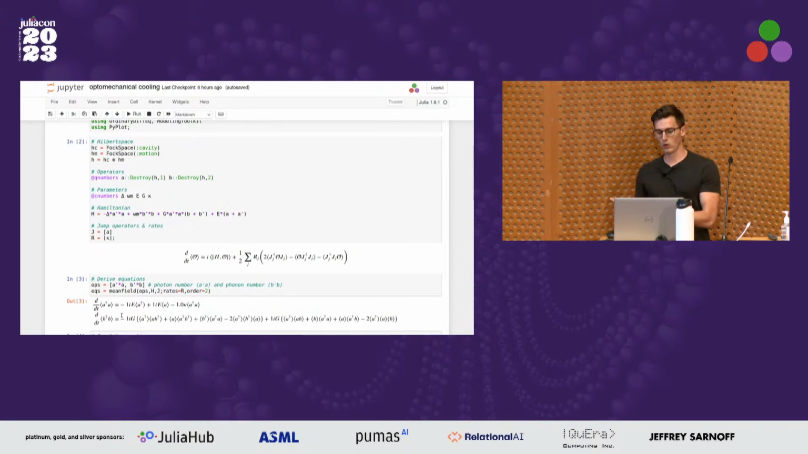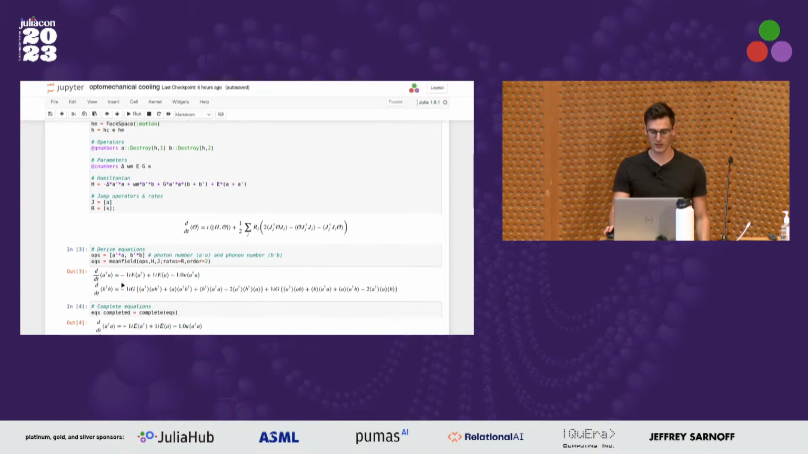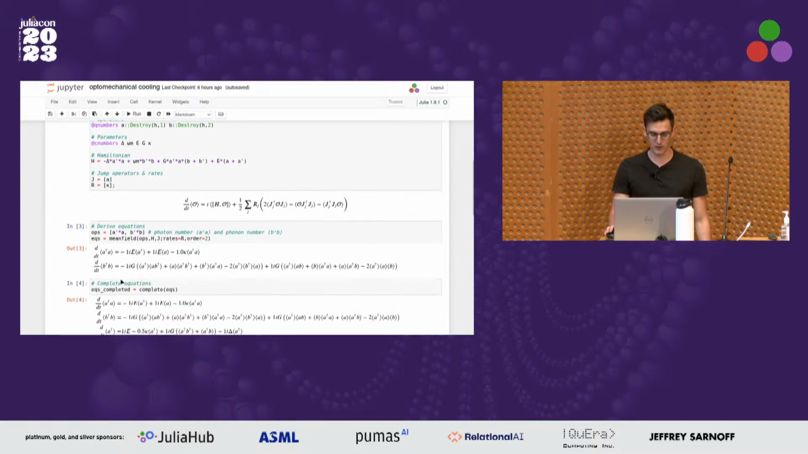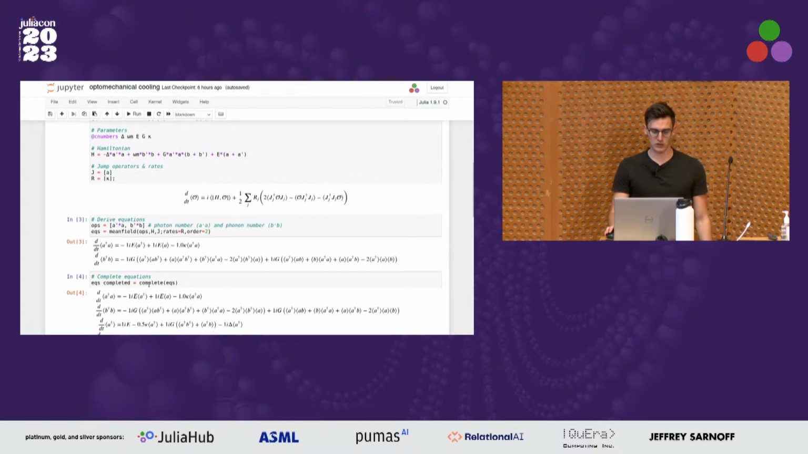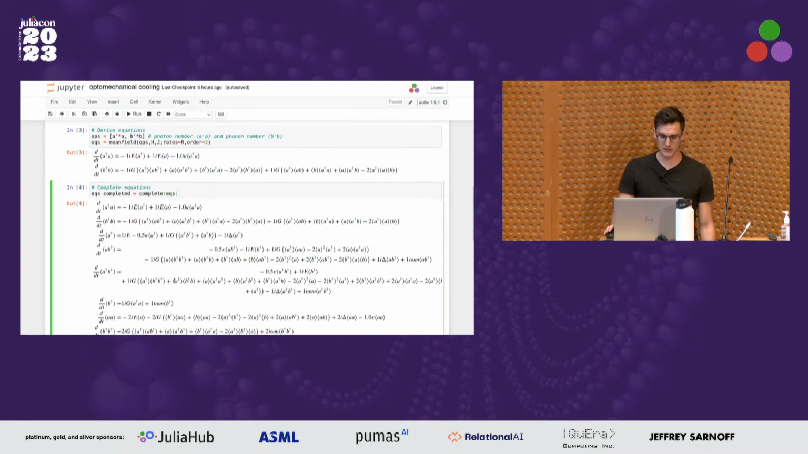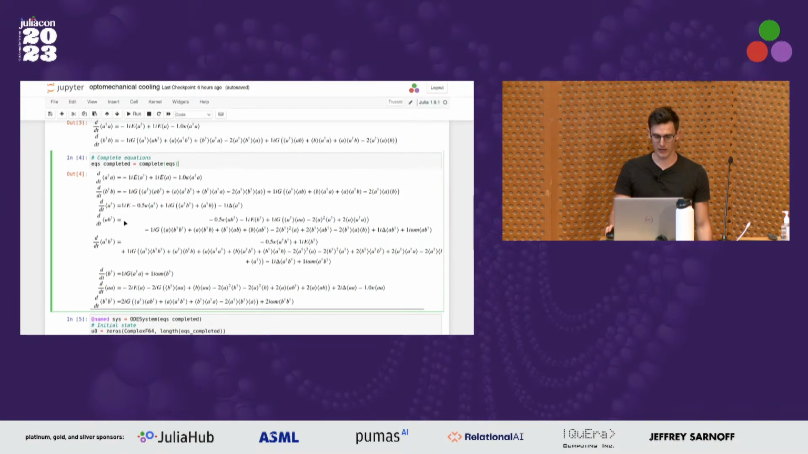So to be solvable, the differential equation system needs to be complete in itself. This means we also need to get the equation for these operator expectation values. To do so, we just need to call the complete function in quantum cumulants, which completes now our set of equations, and we get these 8 equations here, which now completely describe our optomechanical system within a second order cumulant expansion.